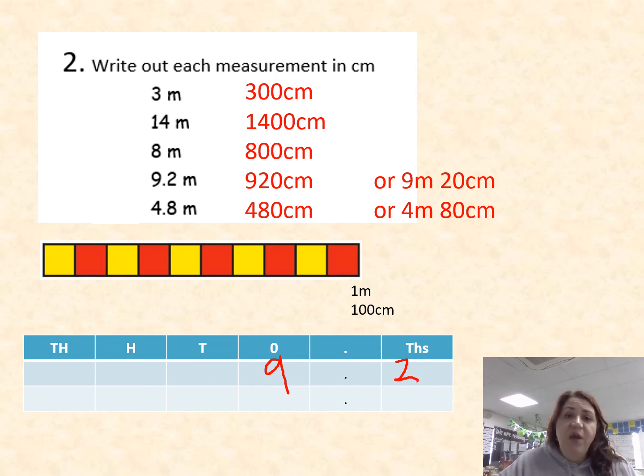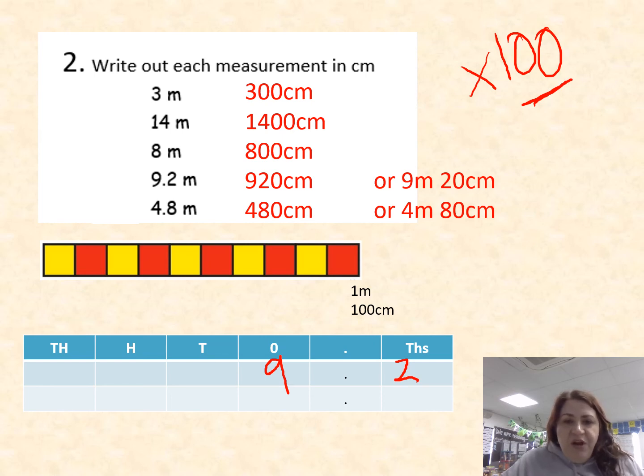And don't forget, this time we are multiplying because we're going from a smaller unit to a larger unit. How many places do we need to move the digits? We need to move them 2 places because we are multiplying by 100. 2 zeros on the end, so 2 places. So our 9 would jump over our 10s into our 100s. Our 2 would jump over our 1s into our 10s. And then, of course, we need to put that placeholder on. So that would be 920 centimetres. Or you could say 9 metres, 20 centimetres.